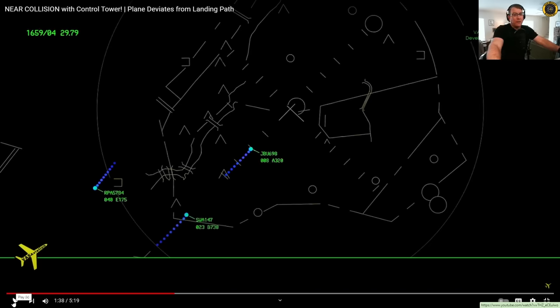It's right down to minimums. Very crummy weather. And remember, they're doing the full ILS, localizer and glide slope, and they are both in service.